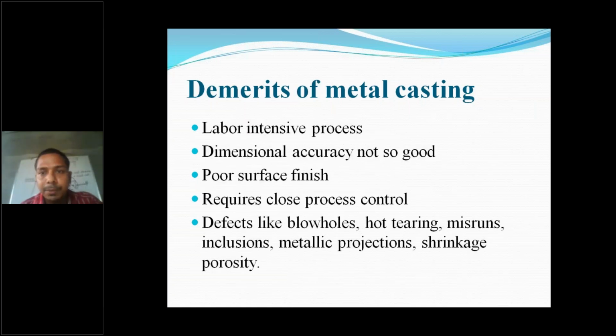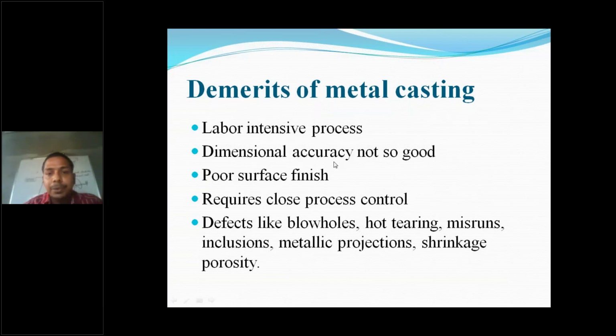Now here the demerits of metal casting, this is also very much important, because after study of the demerits, the further modifications happen and new technology comes in the market. So demerits are very much important. The first one, the demerits related to the casting process: the labor intensive process. Each and every stage, preparation of pattern, preparation of mold, then melting, solidification, each and every stage requires a huge number of labors. So this is the disadvantage related to this process.